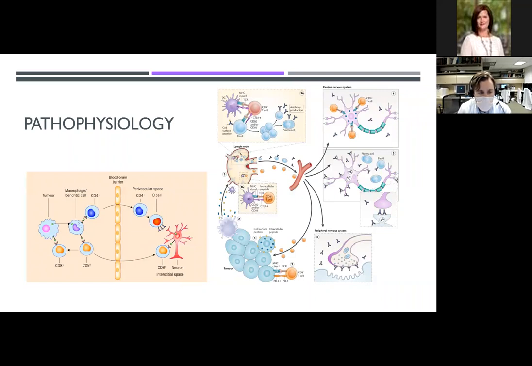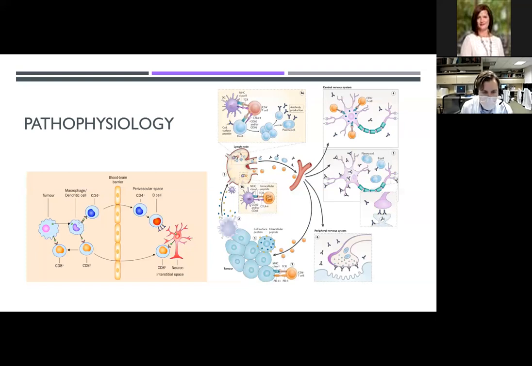This leads to activation of B cells and plasma cells, which then create a lot of antibodies in the CNS directly, or direct invasion by CD8 positive T cells who cause direct neuronal cell death. And this is an important distinction about the pathophysiology because it does kind of affect the treatment, which we'll go into a little bit more later.